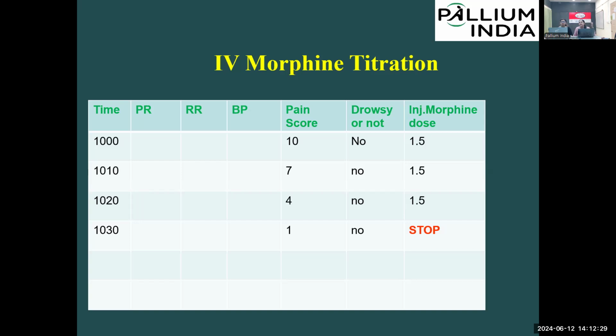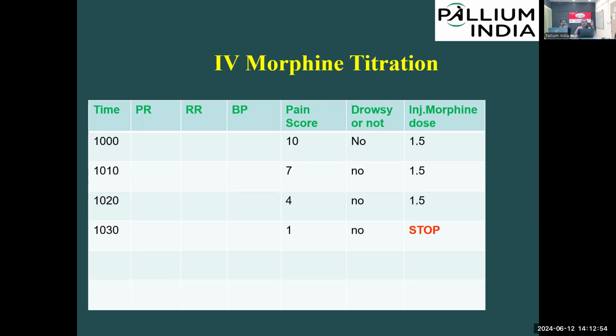So this means that every 10 minutes, we have given the patient a 1.5 milligram dose. So 3 doses were given. That means that 4.5 milligram of IV morphine was given to the patient at 10 minute intervals. So now the pain score has come down and we are stopping the morphine titration.